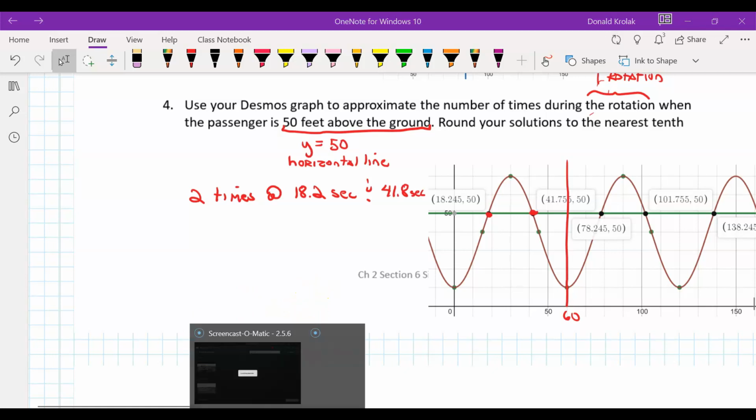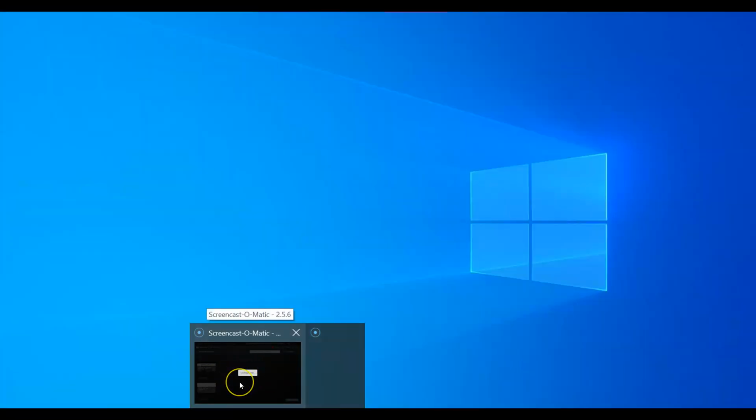Okay, so when you come in tomorrow, guys, you're going to do the second part on your own from start to finish, and that will count as a classwork assignment.